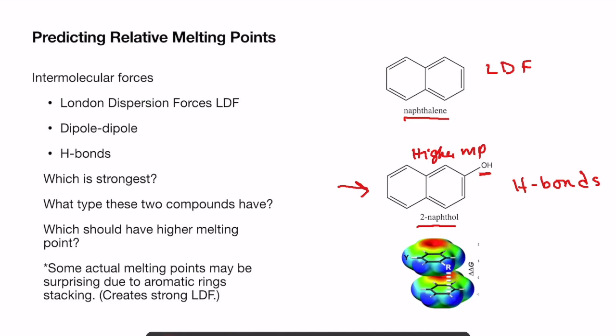Okay, something I should mention that is unique to these aromatic compounds is that there may be some surprising results. Something that may help you explain this is that aromatic compounds have a unique type of London dispersion force called stacking, where the two rings can, and this is an oversimplification, lie sort of flat and stack on top of each other, and that makes really strong London dispersion forces. And you may need this to help explain some of your results.